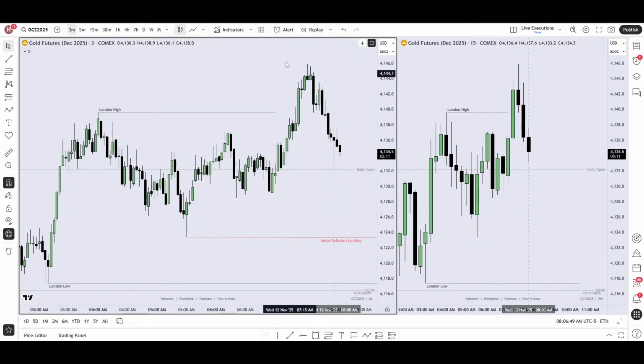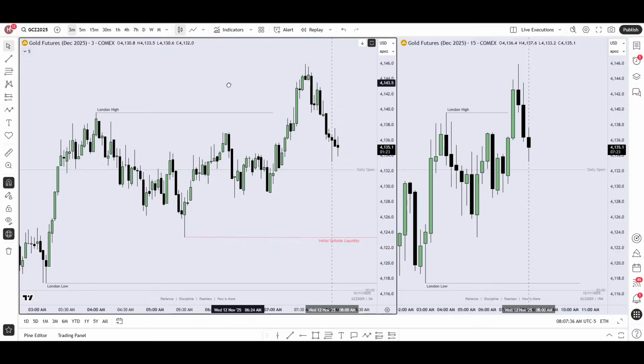I'll always prefer that London's high or low, or previous session liquidity, is swept after 8 a.m. However, it can happen before 8 a.m. But I would always prefer that I get this sweep during my window of observation, the time I'm observing price. If it happens before then, we'll just see.